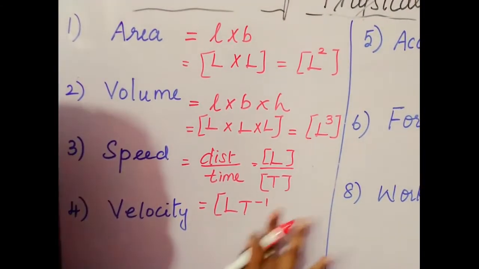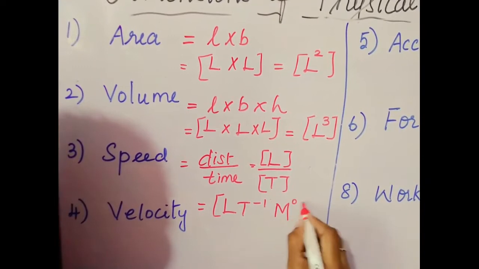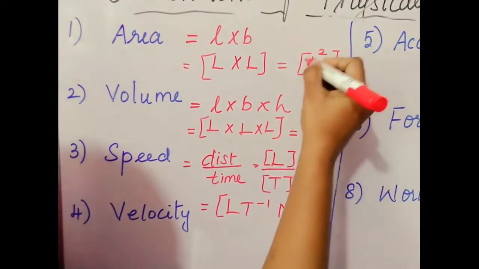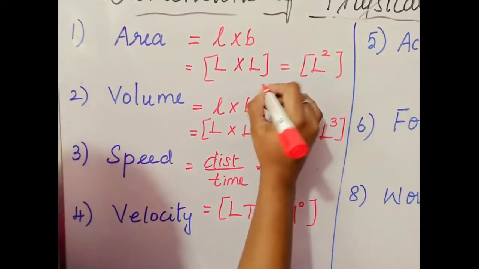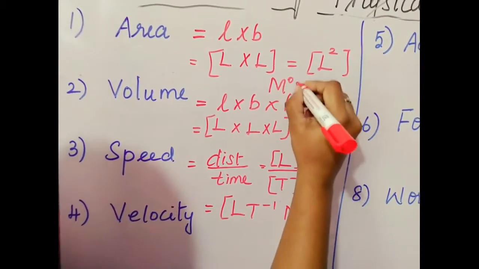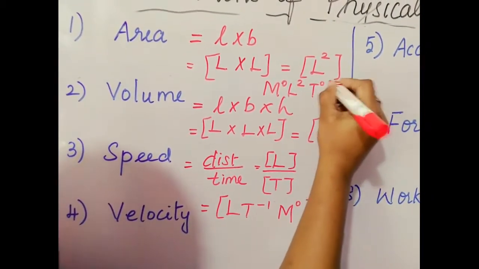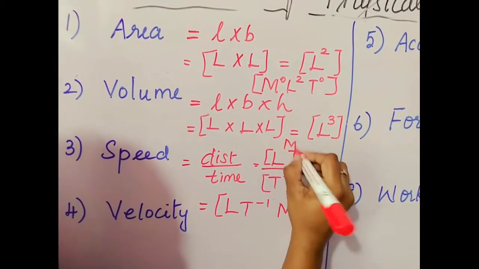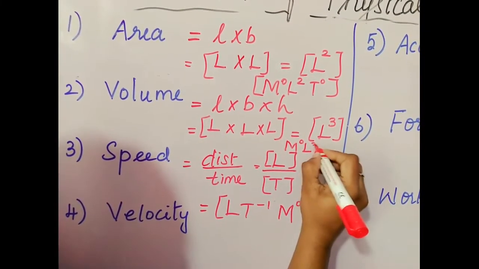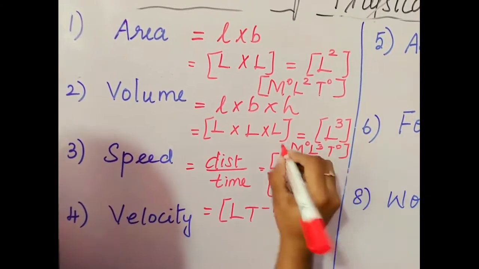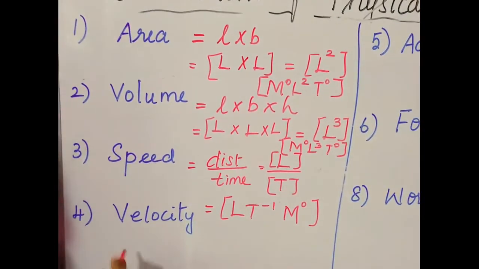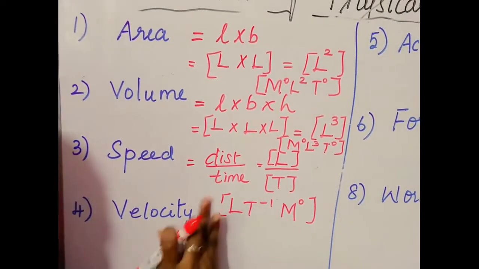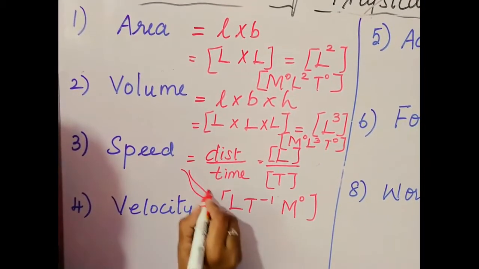Or if you want to write it with all the base quantities, M power 0, L power 1, T power minus 1. Same way, for area, M power 0, L square, T power 0, and for volume, M power 0, L cube, T power 0. Okay, so now this is for speed.